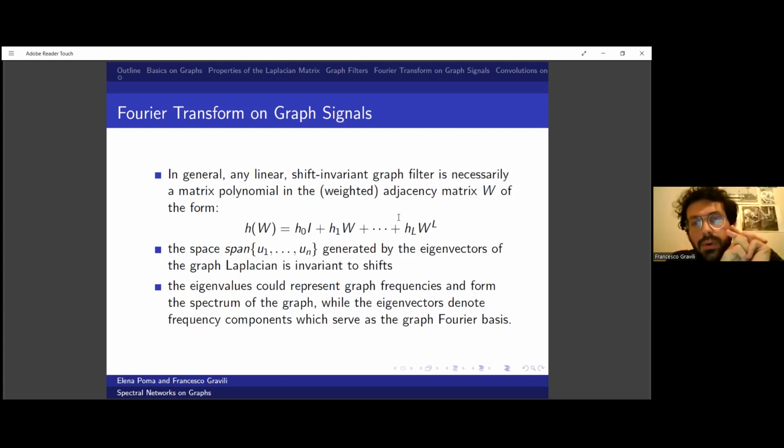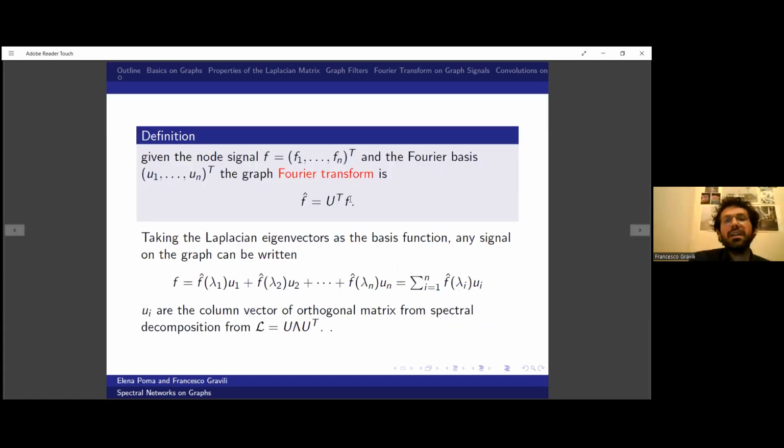Okay, so we can represent any shift invariant graph filter in this way, as a polynomial in the adjacency matrix. And the space spanned by the eigenvectors of the graph Laplacian, actually also the eigenvectors of the adjacency matrix, is invariant to shifts. So we can represent the eigenvectors as a Fourier basis for a graph signal, basically. So given a graph signal and the Fourier basis, which in this case are the columns of the eigenvectors of the Laplacian, we can decompose each graph signal with these coefficients. And as I already said, the u_i are the column vectors of the orthogonal matrix from the spectral decomposition of the normalized Laplacian.